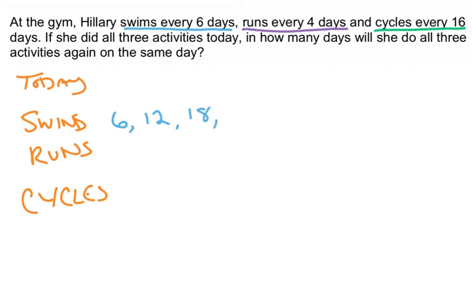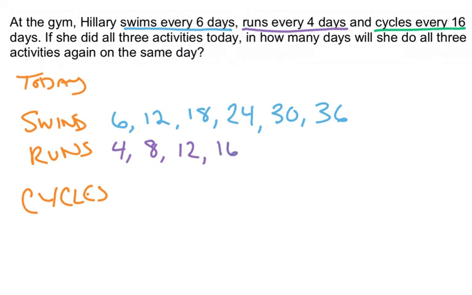Do you see what we're doing here? We're listing multiples of 6. So 6 times 4 is 24. 6 times 5 is 30. 6 times 6 is 36. Let's hope that gives us enough. Let's try the running. She runs today. In another 4 days she'll run. Another 4 days after that is 8 days. Another 4 days after that is 12 days. Another 4 days after that is 16 days. Oh look, multiples of 4.